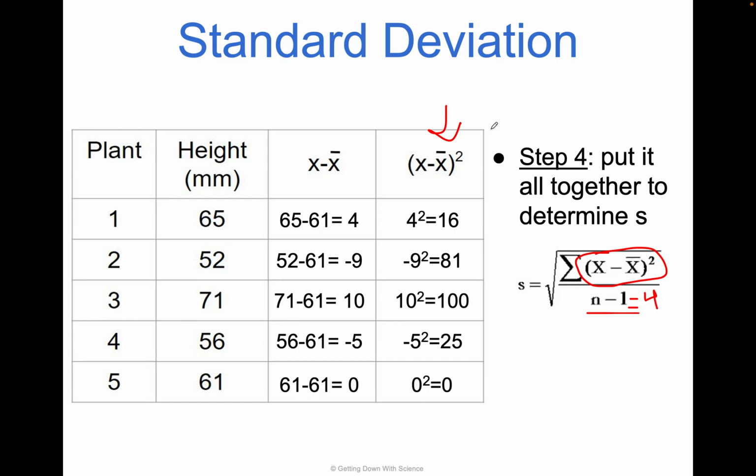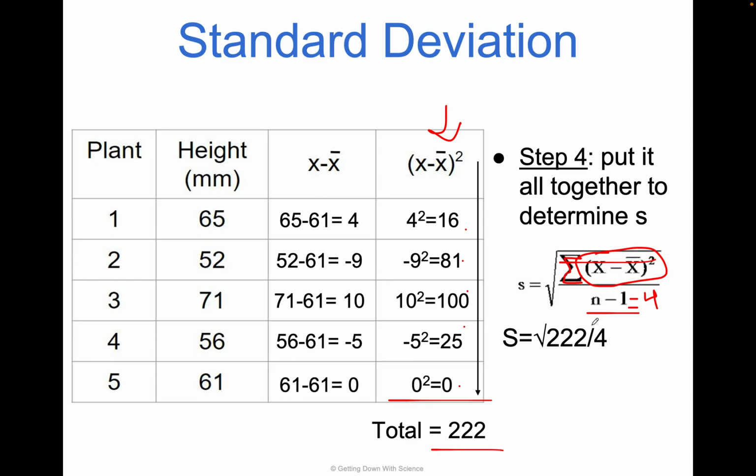So now you're going to sum all of these values. So first you're going to sum. 16 plus 81 plus 100 plus 25 plus 0 is 222. So that takes care of your numerator. Now we're going to take 222, which is our numerator here, and we're going to divide it by our degrees of freedom, which is 4.